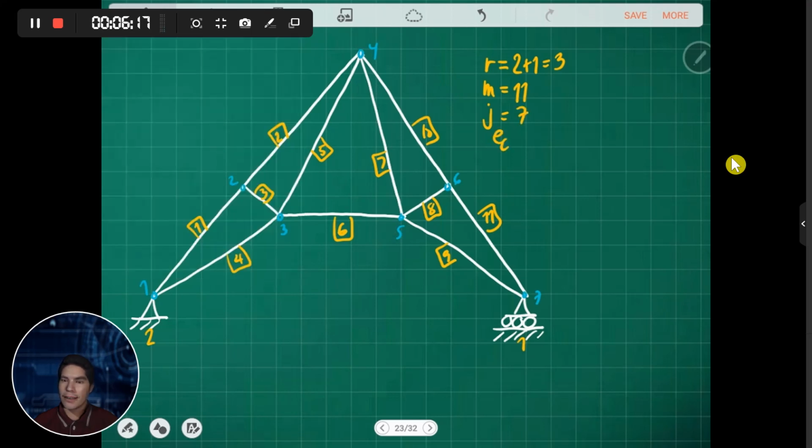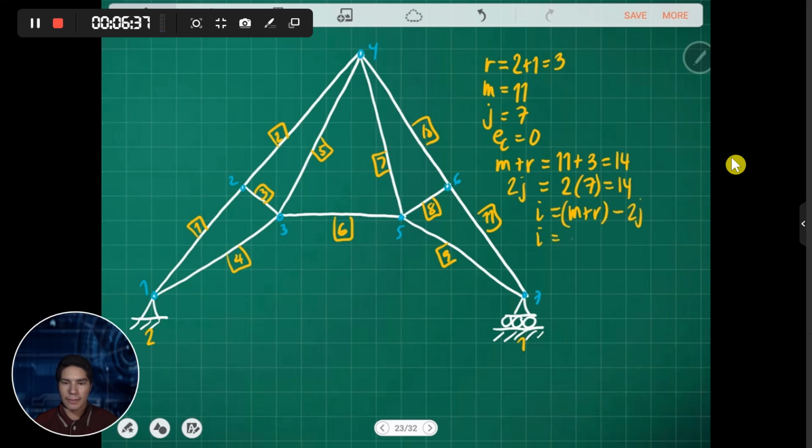And then EC, we have 0. So the number of unknowns, we have 11 plus 3, so we have 14. And the number of equations, 2 times 7, so we have 14. So the degree of indeterminacy is m plus r minus 2 joints. So we have 14 minus 14. So we have now 0 degree. So there are no more redundant forces. So this is considered determinate, and at the same time it's stable.